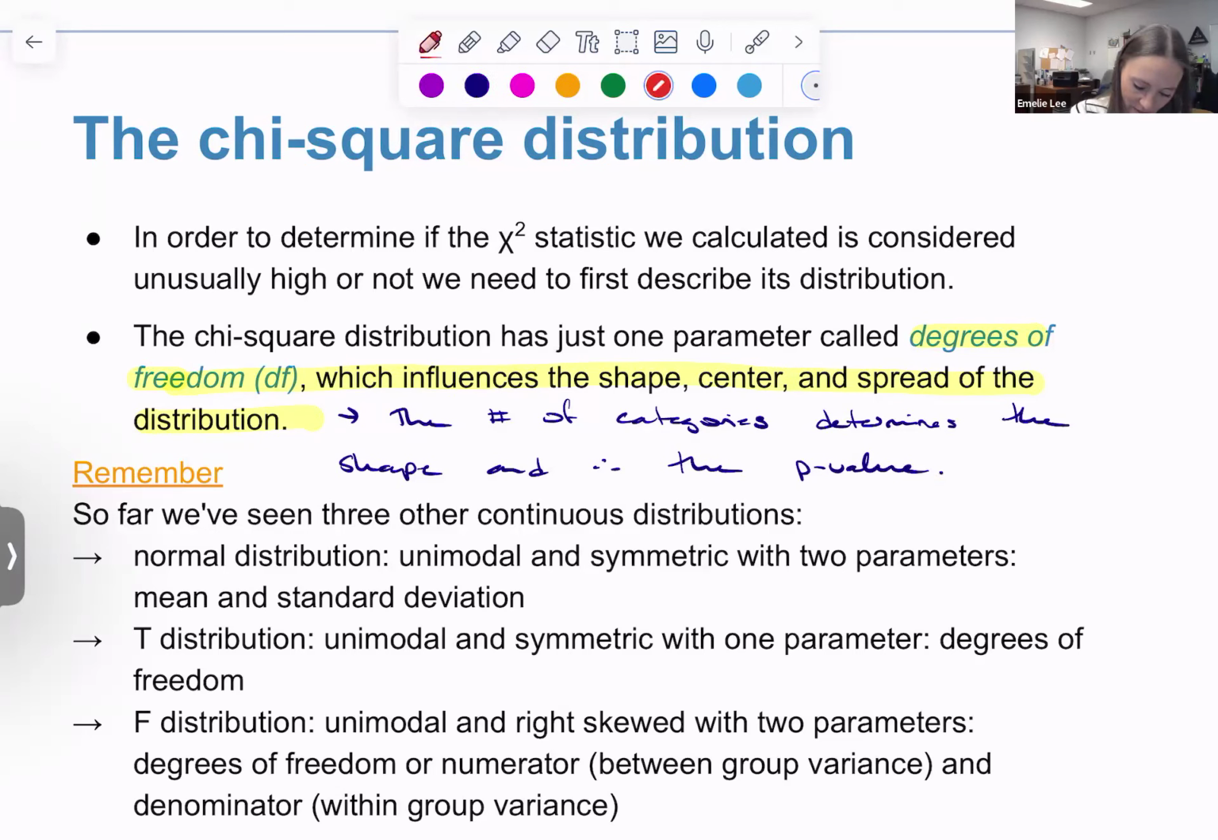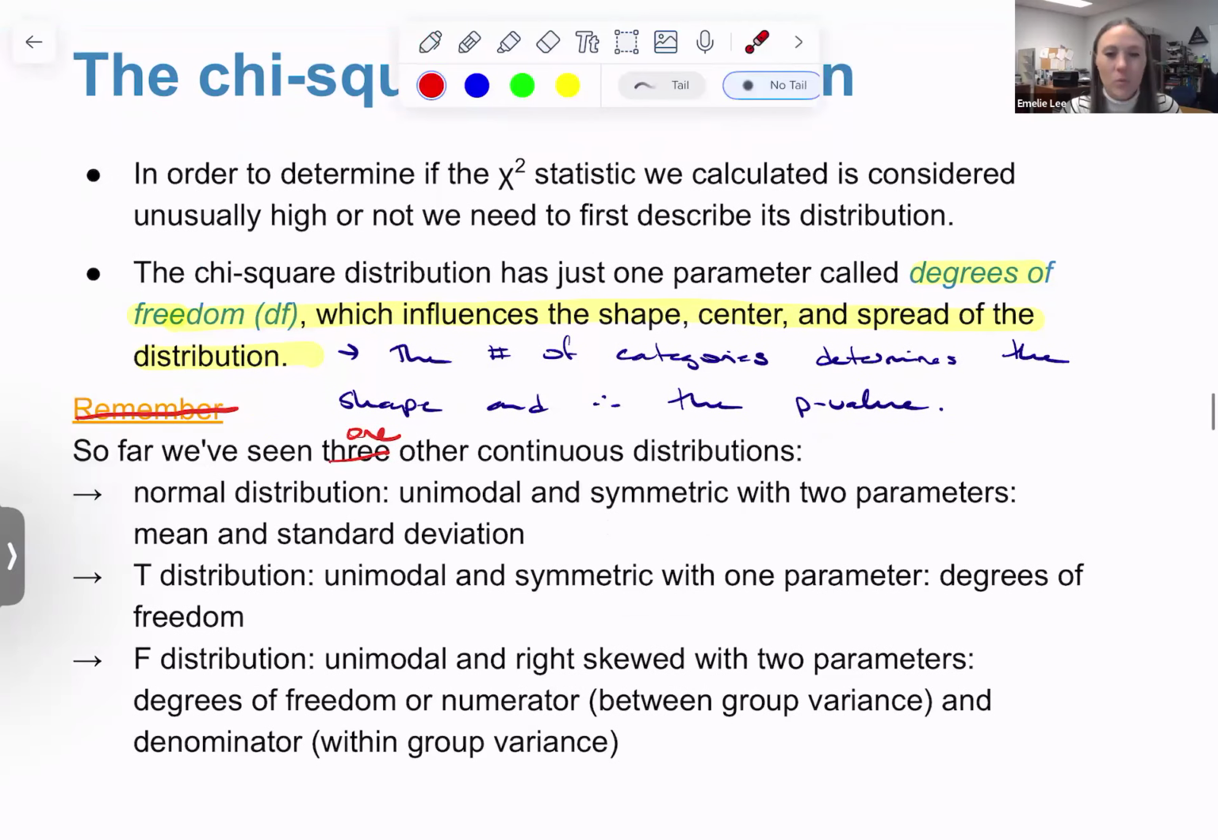So far, this is more of a note because we haven't seen the others. This is from a different layout. We've seen one other continuous distribution. We will see the T distribution and we will see the F distribution. But we have seen Z.